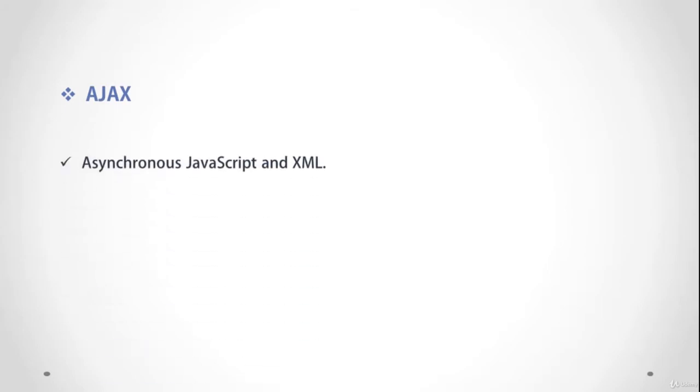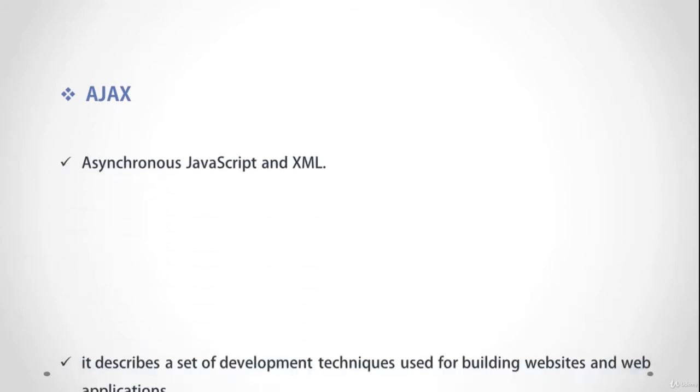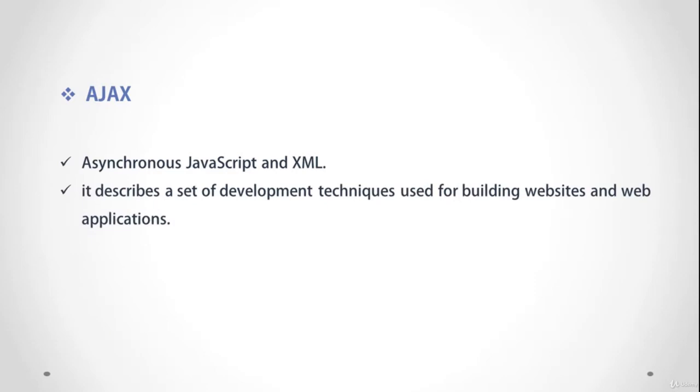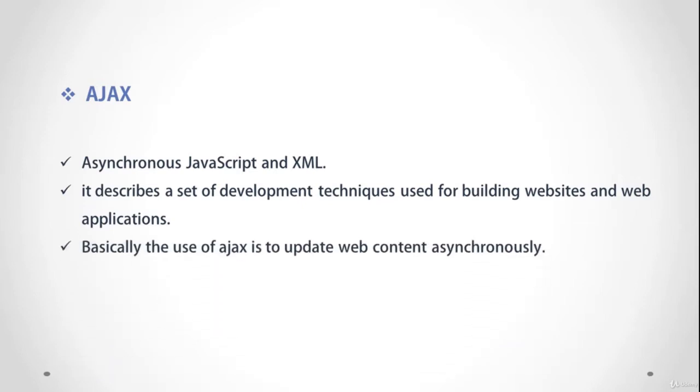Ajax is an acronym that stands for Asynchronous JavaScript and XML, and it describes a set of development techniques used for building websites and web applications. Basically, the use of Ajax is to update web content asynchronously. It means a user's web browser doesn't need to reload an entire web page when only a small portion of content on the page needs to change.